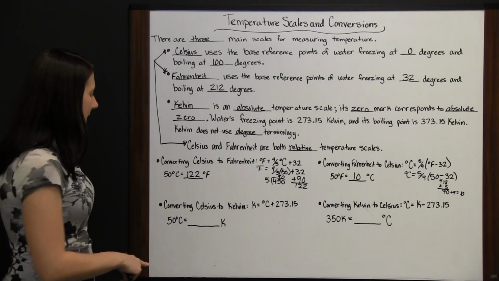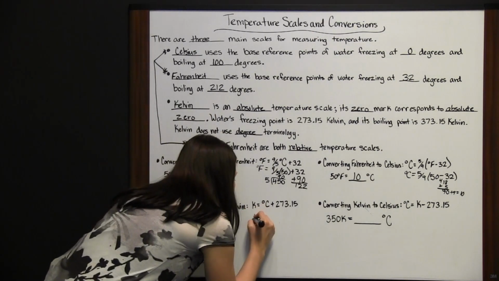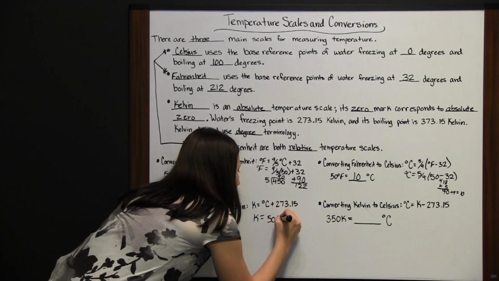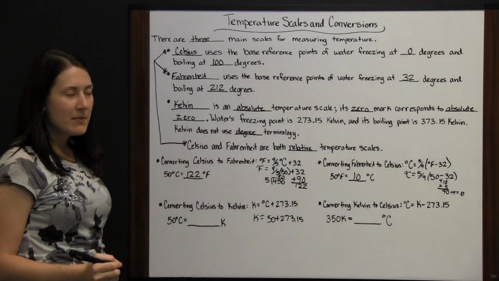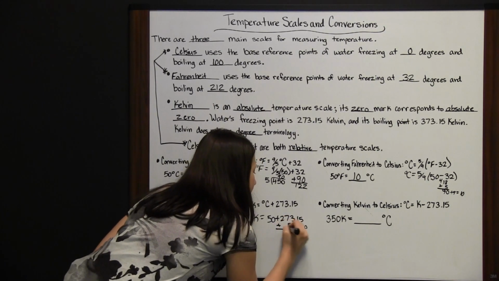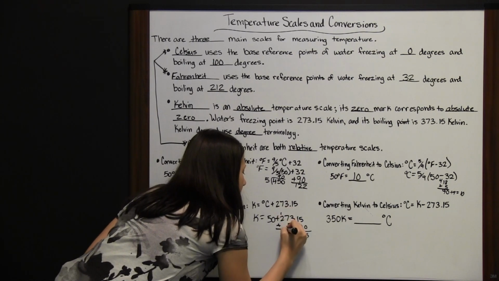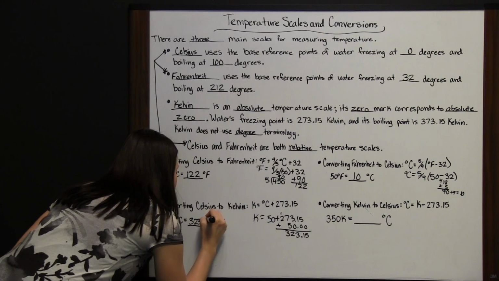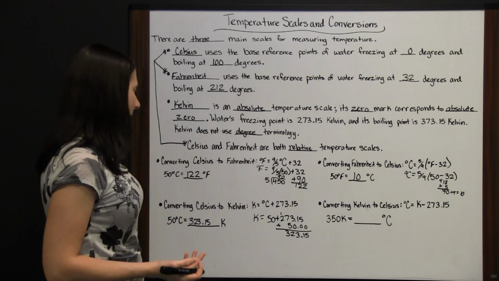So if we have 50 degrees Celsius and we want to convert it to Kelvin, we're going to plug in over here. Degrees Celsius, 50 plus 273.15, and we're just going to add them together. So let's put 50 over here so it's all nice and lined up. And we get 323.15 Kelvin. And remember, we don't use degrees with the Kelvin scale.